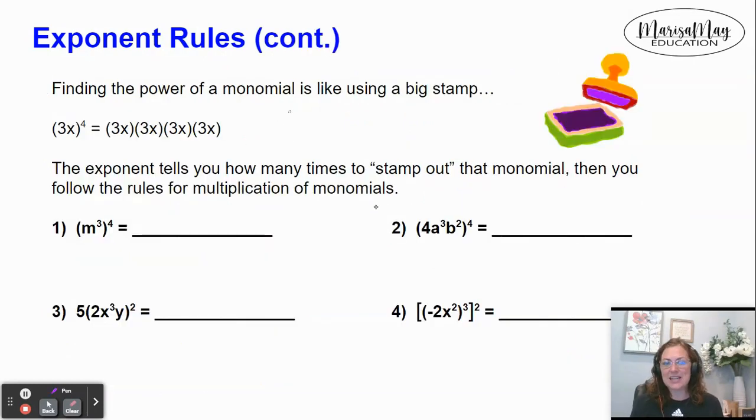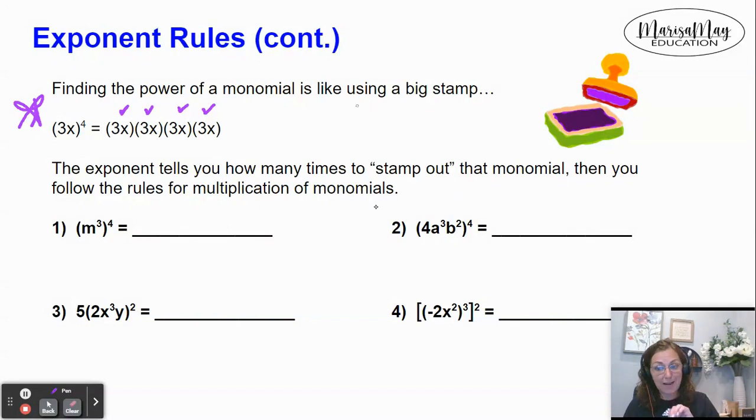All right, our next exponent rule is raising a power to a power. Now, I want you to think of this like a stamp. So look at the problem I have. 3x in parentheses to the fourth power. What that means is to take that parentheses and stamp it 4 times or write it 4 times and multiply. So you can see I've 1, 2, 3, 4. I've written it out 4 times. Now I can easily see the multiplication.